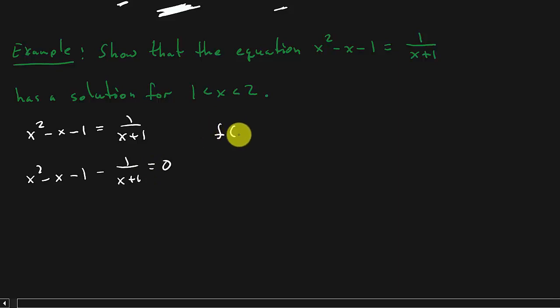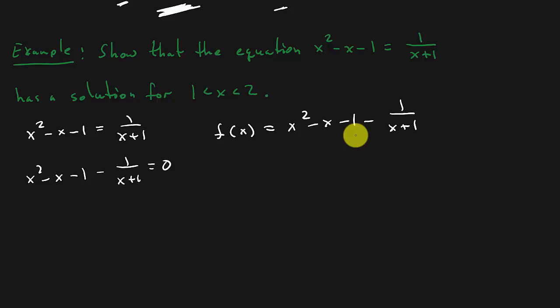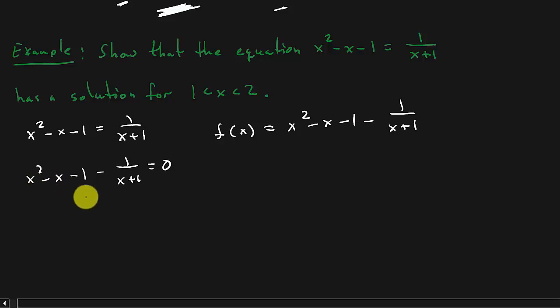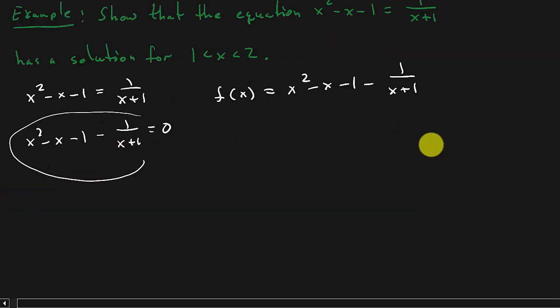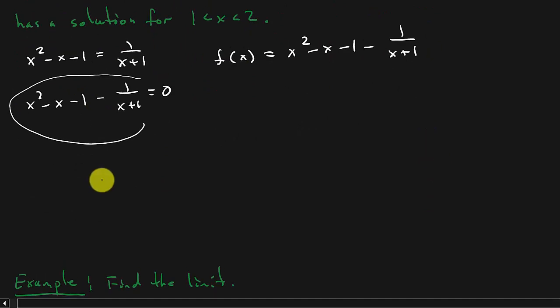So I'm going to take this function here, x² - x - 1 - 1/(x + 1). That's my function. I want to show that there's a number I can plug in for x so that I get 0 as an answer. Isn't that what that means? That there's a solution, I mean, if they're equal and I move this over, then that means they have to equal 0. And so how can I do that? Well, let me show you this.